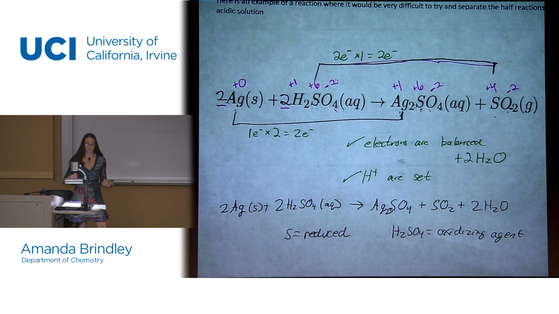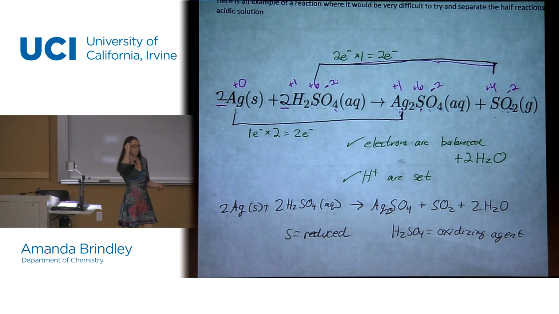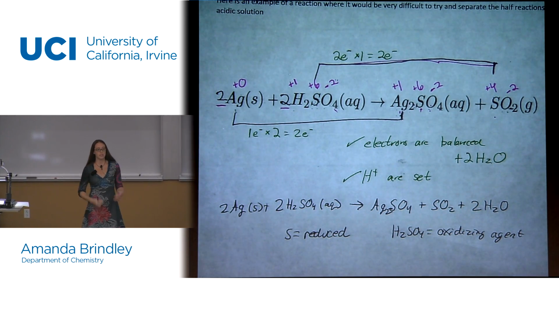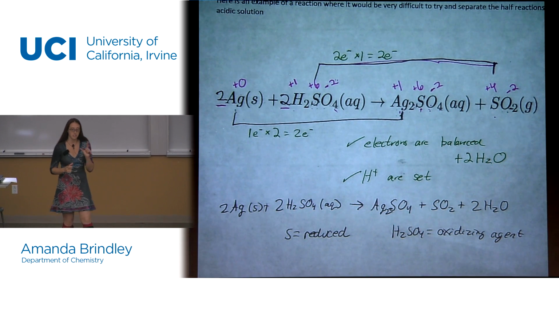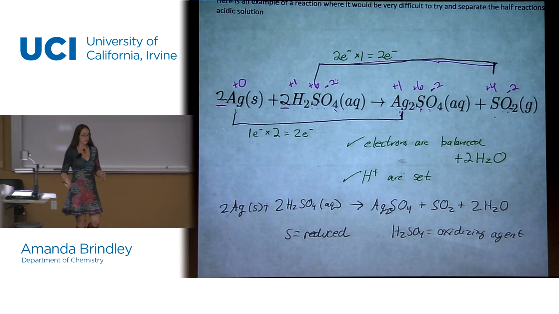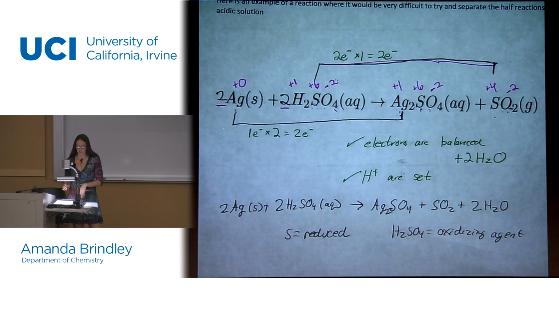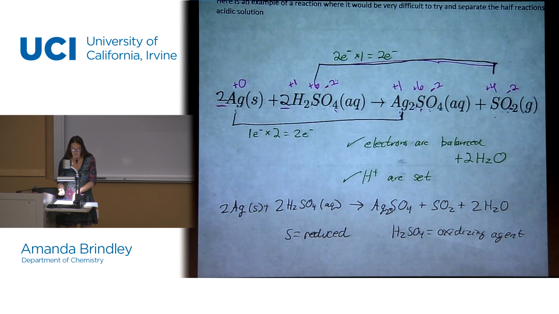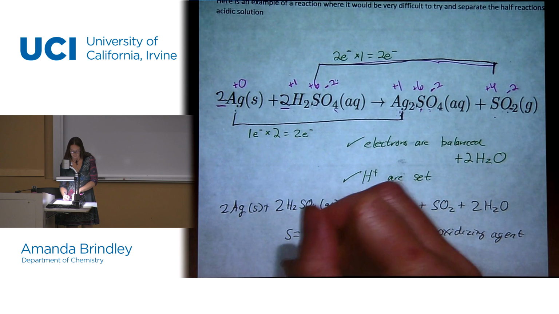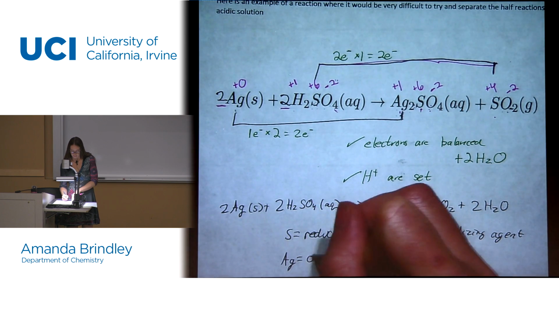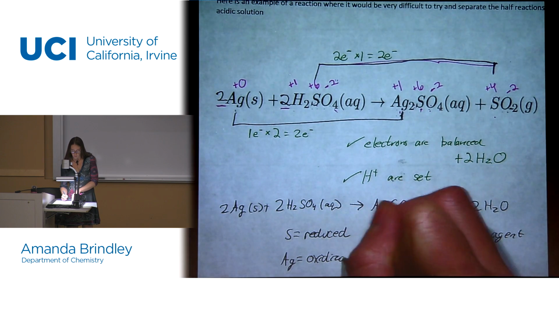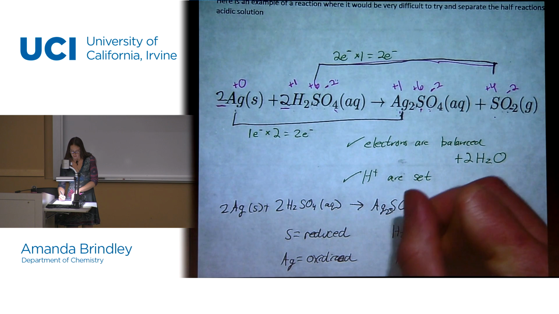Typically, when we talk about something being oxidized or reduced, we talk about the element, and typically we talk about the oxidizing or reducing agent being the whole thing. I say typically because there's exceptions, but generally that's what we do. So which one is being oxidized then? Silver. So what does that make the silver then?